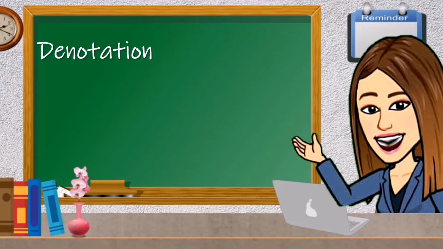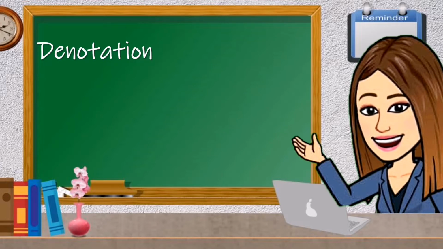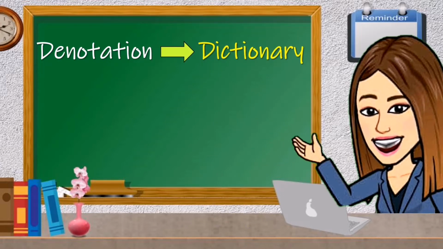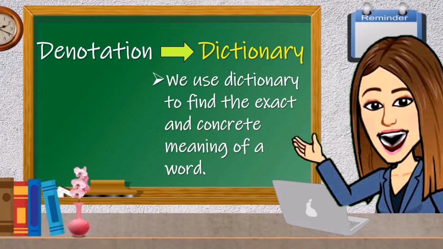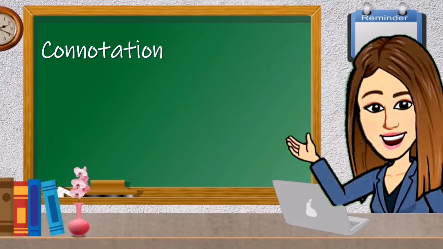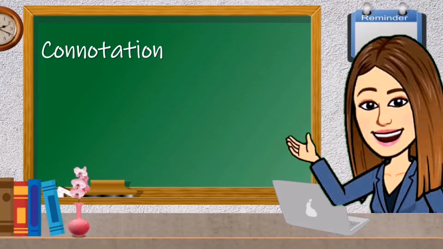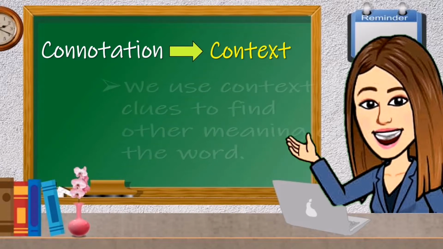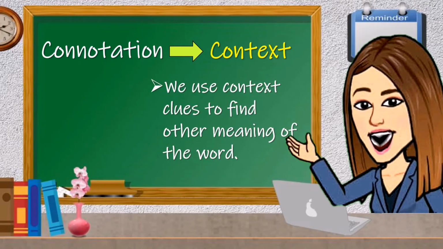An easy way to recall denotation is to think of dictionary. We use dictionary to find the exact and concrete meaning of a word. An easy way to recall connotation is to think of the word context. We use context clues to find other meaning of a word.